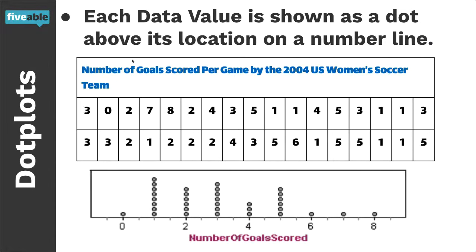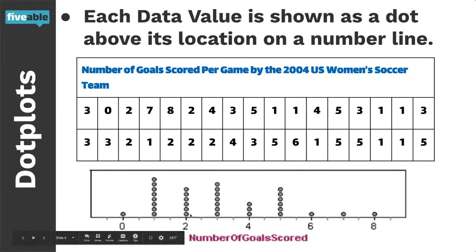And as you can see, right above here, we have the number. So this would be 0 goals scored. This would be 1 goal scored. 2 goals scored. Now you don't see anything in between because you can't score 1.5 or 2.5 goals. So that's why you see the break in between.